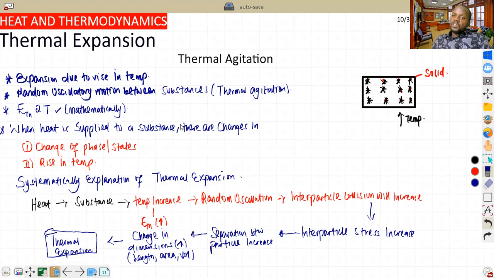And when dimension changes, the process that occurs is called thermal expansion. So when heat is supplied to a substance, there will be a change in temperature. And the effect of that change in temperature, as a result of this little process I have explained, is called thermal expansion. So I hope students understand this. And this is the way we explain thermal expansion in our junior classes. So we move to the next one.